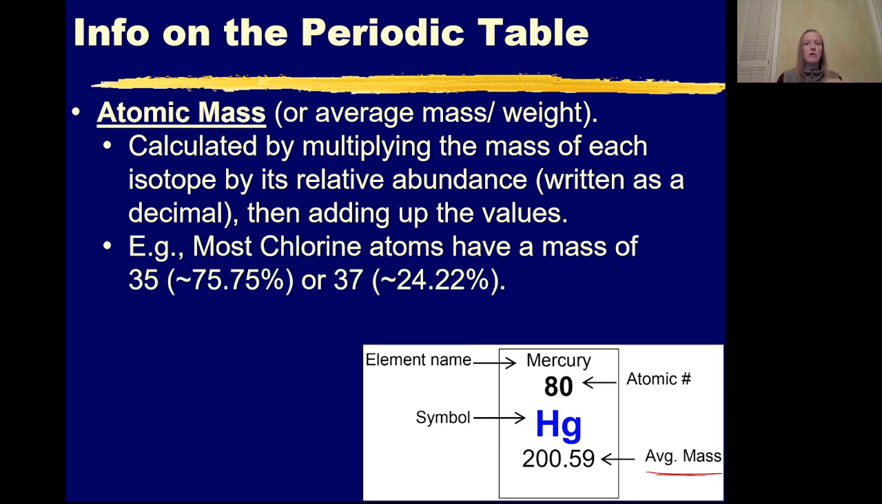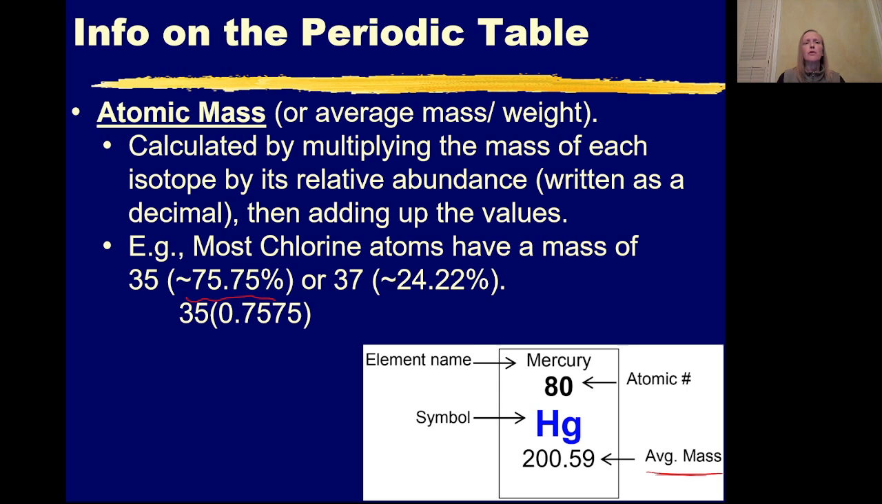in the example of chlorine, for instance, most chlorine atoms have a mass of 35. Some chlorine atoms, about 25%, have a mass of 37. And so if I were to just average 35 and 37, my average would be 36. But this isn't a regular average, this is a weighted average. We take into account that there is more of the 35 mass isotope than the 37 mass isotope. So the average is closer to 35.